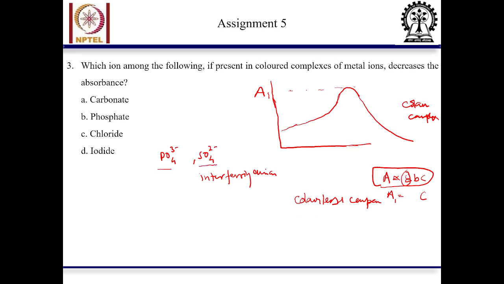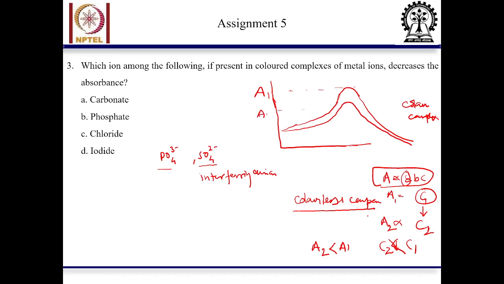Once the interfering anion is present, it forms a colorless complex. Then your concentration C will decrease, going to C1, and the absorption A2 will correspond to C2. C2 is less than C1, so your absorption will also be less. So the interfering anion decreases the absorption because it forms a colorless complex and decreases the concentration of the colored complex. This is the reason why the absorption decreases.